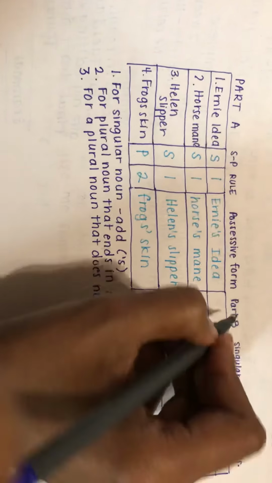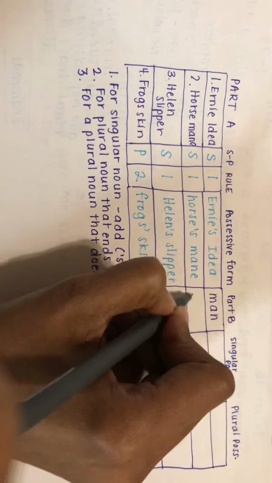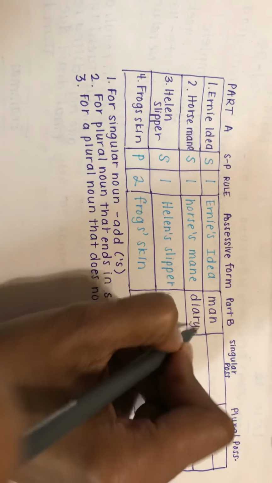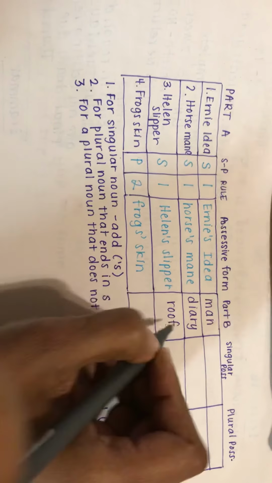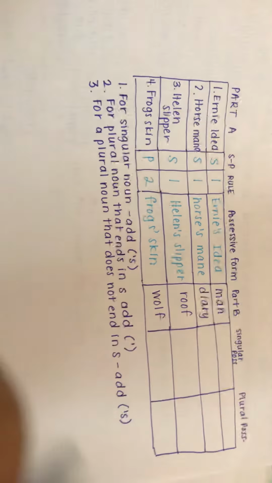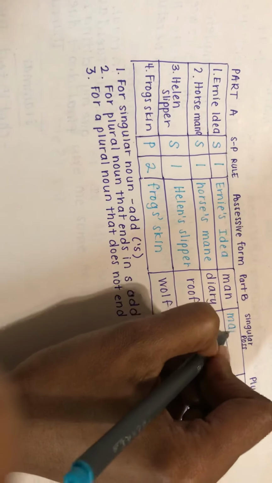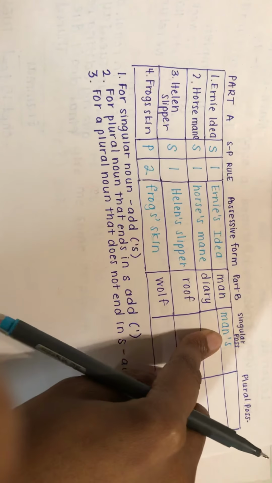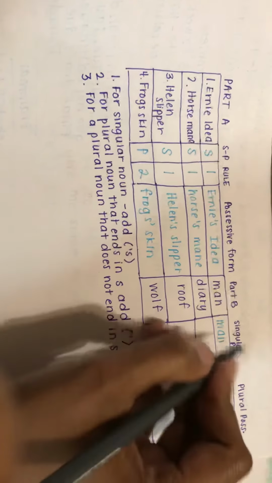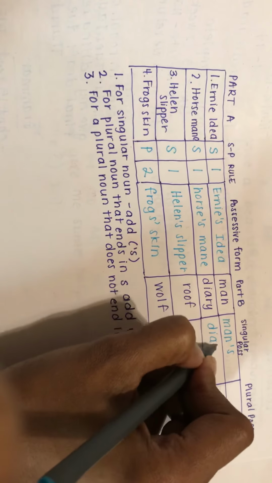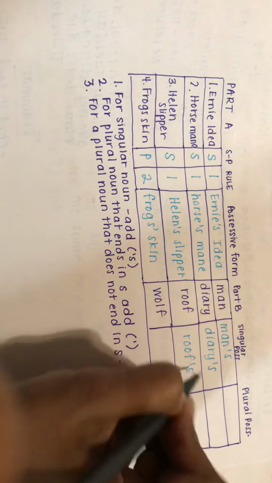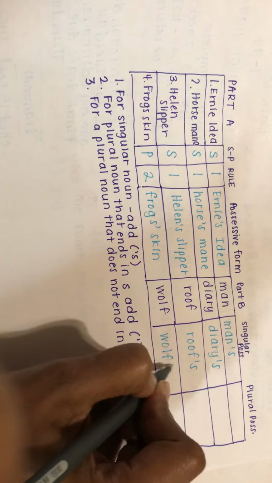Part B has words. So we just have man, diary, roof, and wolf. So if it's singular possessive, it's just one man. So I'm just going to add an apostrophe S. What rule is this? Rule 1. For diary, to make it plural, diaries, roofs, wolves. Really simple to make it plural.